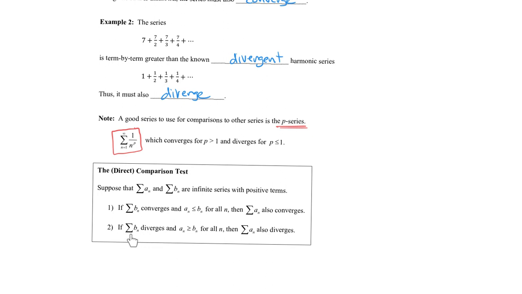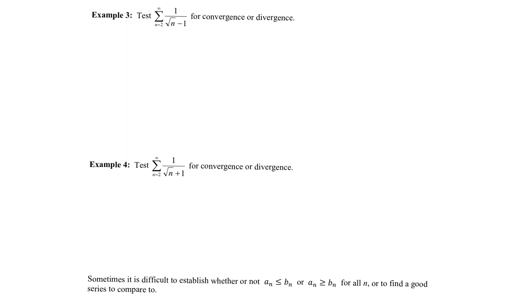So let's say this series b sub n goes, you could add it up as high as you want. It diverges, goes to infinity. And a sub n is greater than or equal to b sub n for all n. Then a sub n is also going to have to diverge. So those are the two pieces of the direct comparison test. Now let's take a look at some examples and see how these work.